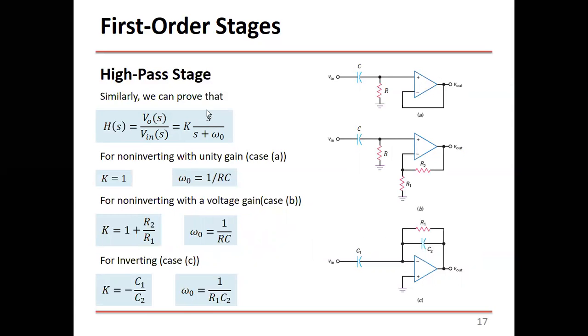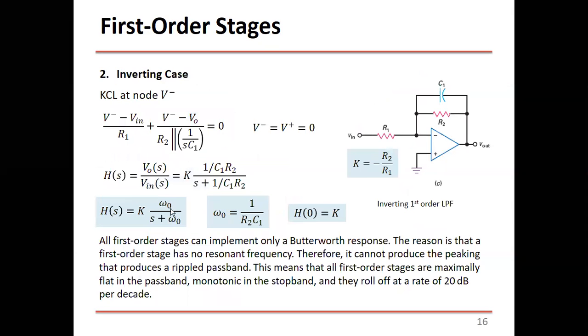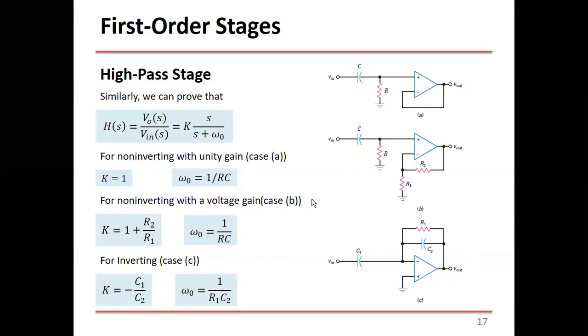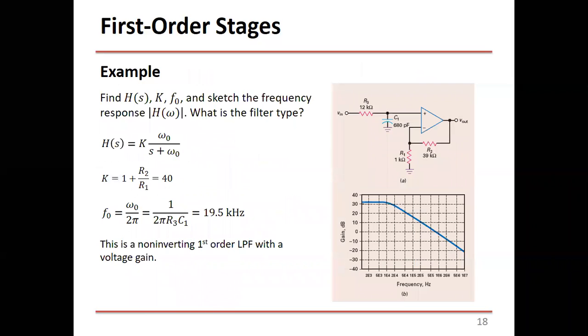So the difference here is this is an S, and here this is an omega naught. So just by switching from omega naught to S, this becomes a high pass filter, not a low pass filter. Okay, so you have a 0 here, right? At the origin. So this is how to implement a single order high pass filter, and low pass filter. Let's take some examples.